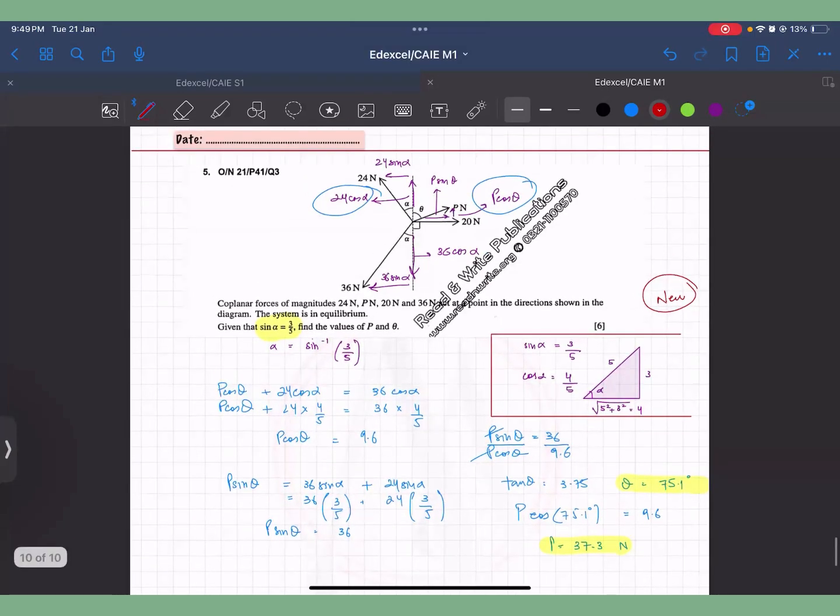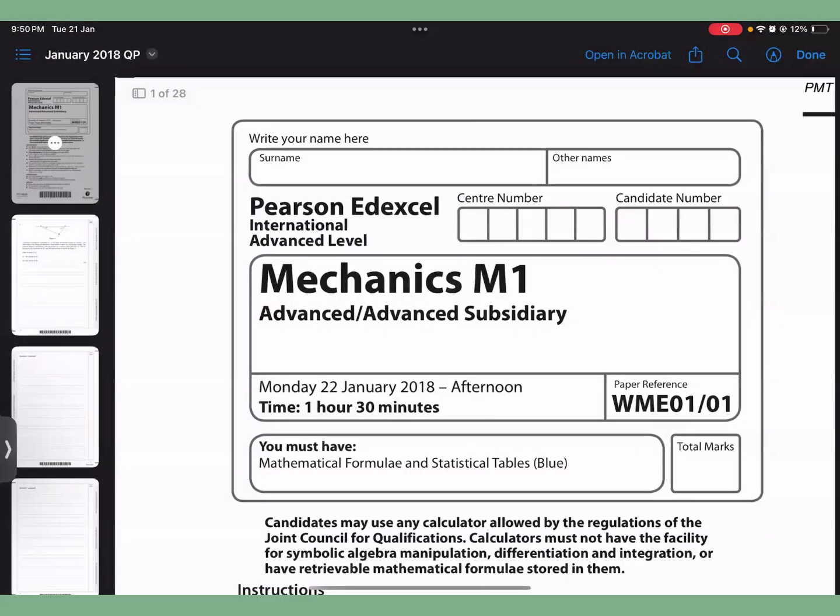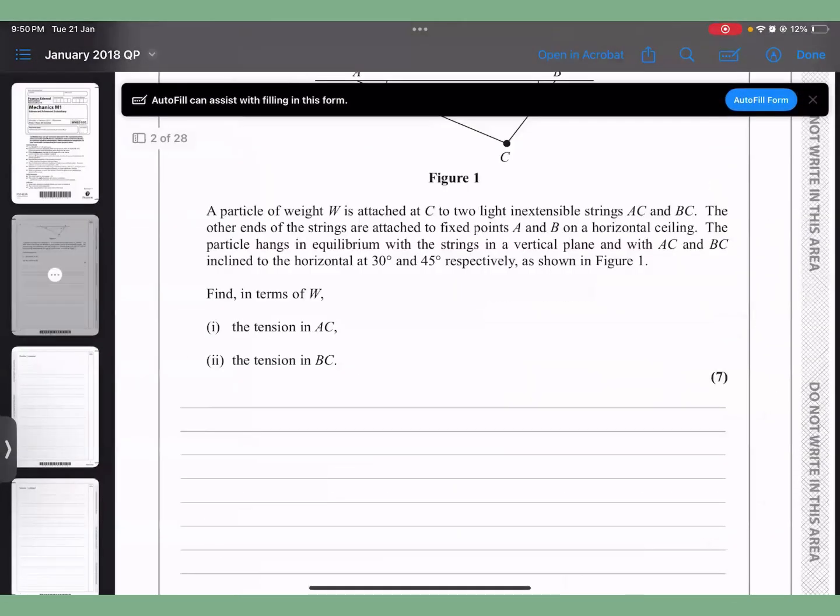So there's this technique of finding sine alpha using cos alpha, or cos alpha using sine alpha, using this simple trigonometry and Pythagoras theorem. This is helpful for M1, Edexcel M1.